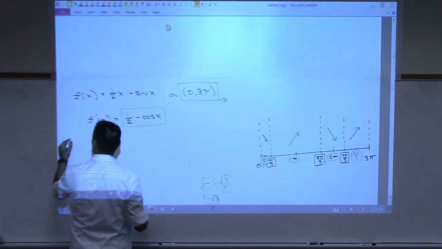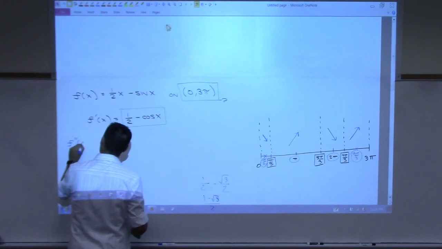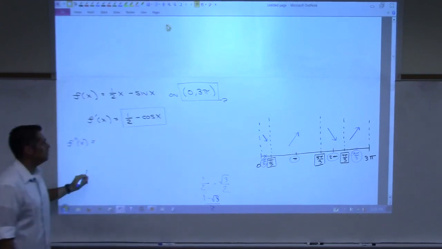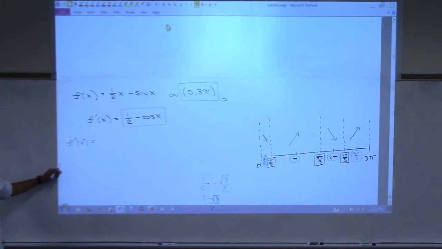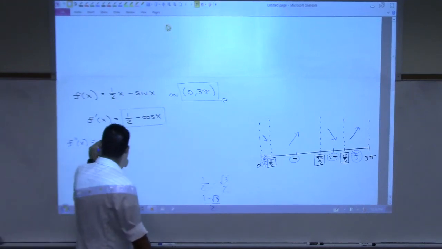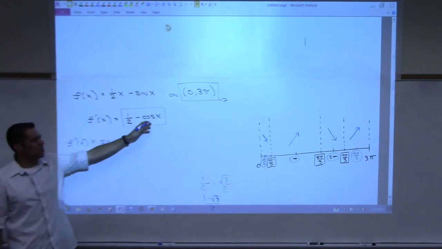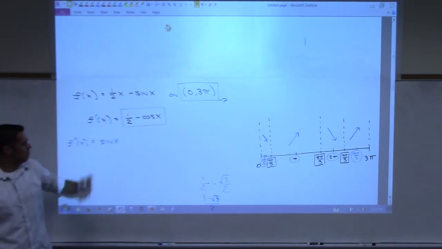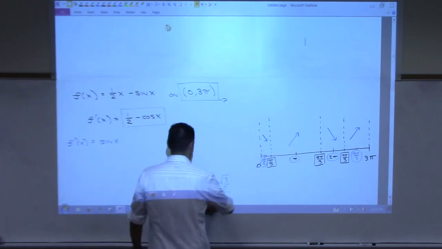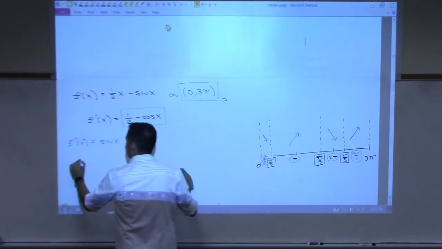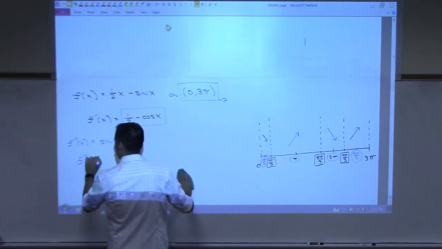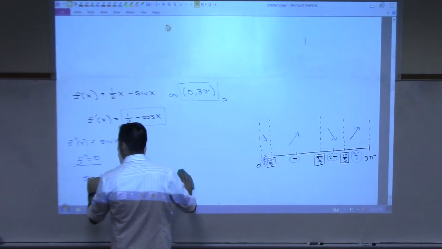What's the second derivative of this function? That's actually a really nice function, isn't it? Sine x. Because the derivative of 1/2 is 0, and the derivative of cosine is negative sine, but it was already negative, so sine x. Nice. Where is the second derivative 0? Well, that happens when sine x is 0.